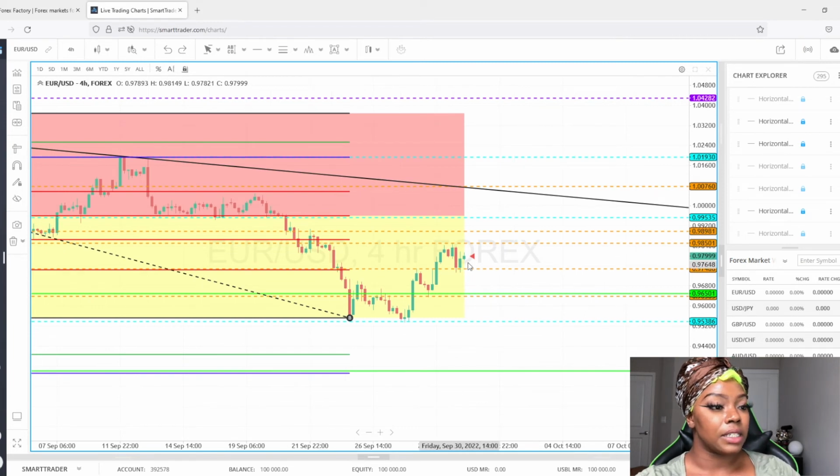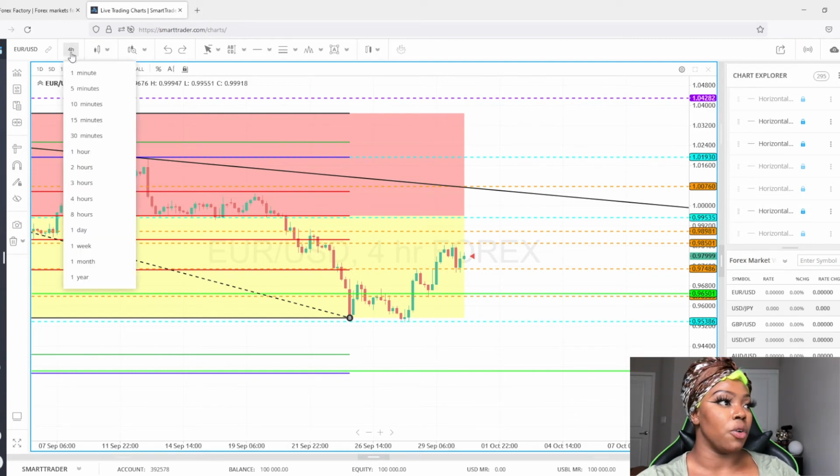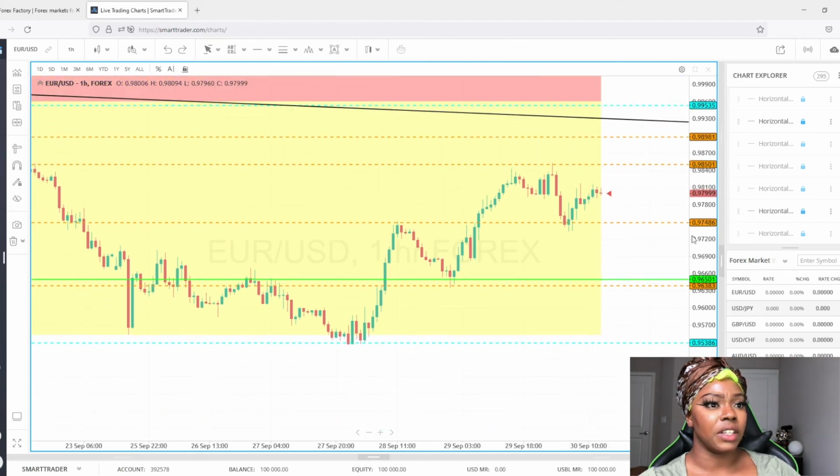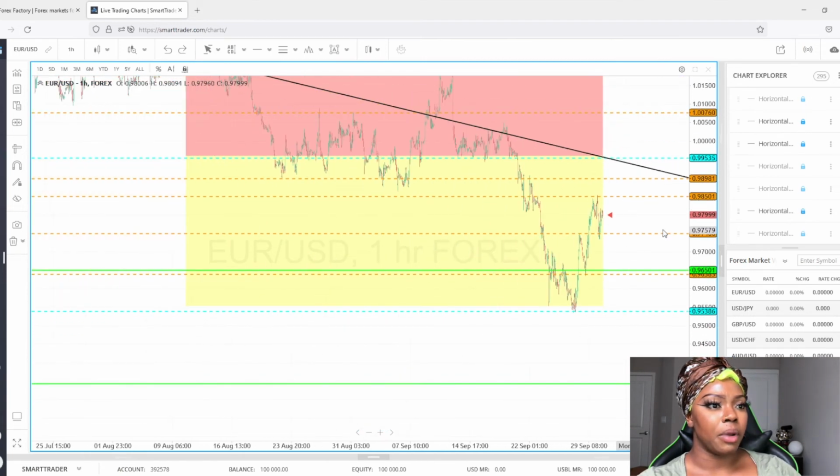But I'm not really seeing a good entry point right here, just because it's in the middle of two different support and resistance zones. I would rather wait for it to either touch this zone here and get rejected on that next swing low, or wait for it to retest this to see if it's going up or down. Right now I don't have a clear idea of which way it's going, so we're going to go ahead and take a look at the 1-hour time frame to see if it's a better opportunity.